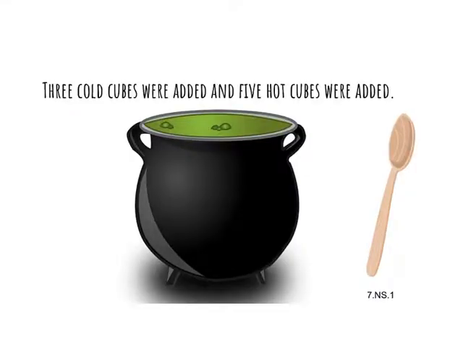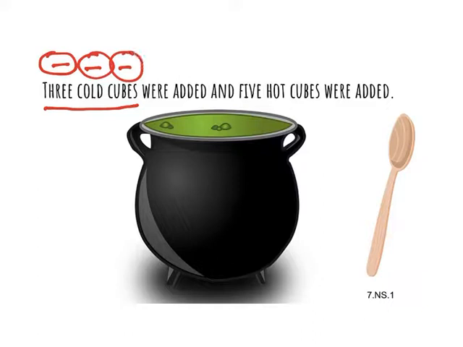All right, so the first question says 3 cold cubes were added and 5 hot cubes were added. So we remember from yesterday, we talked about the 3 cold cubes being negative. And this word here is very important: added. 3 cold cubes were added and 5 hot cubes were added. So this is an addition problem. From the beginning, 3 cold cubes were added and then 5 hot cubes. So we'll just put plus 5 hot cubes.